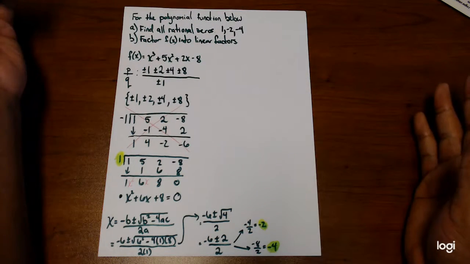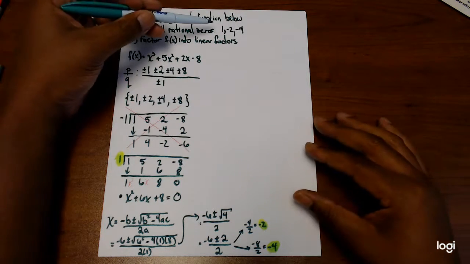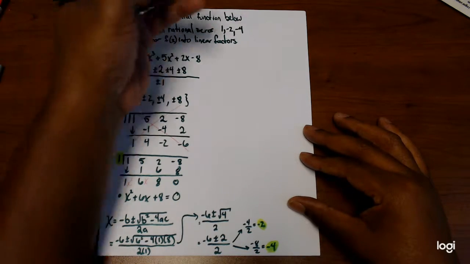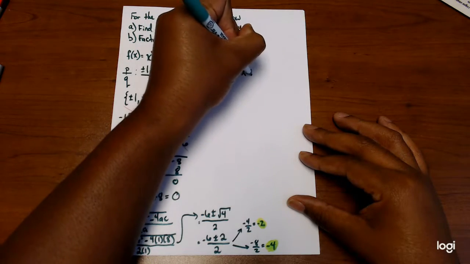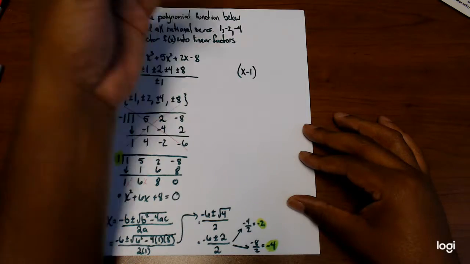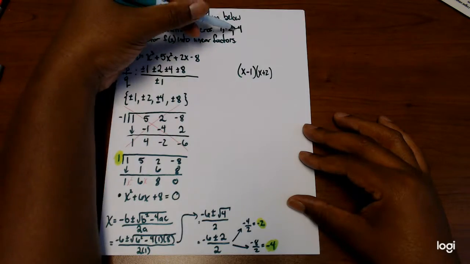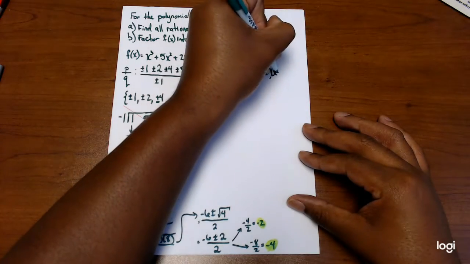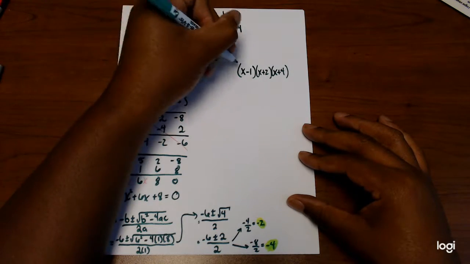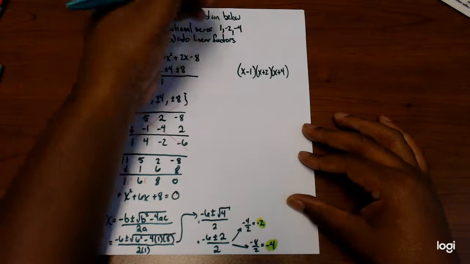How do I then answer part B? Well, once you have part A, part B isn't super hard. Okay, the factor theorem says that if 1 is a zero, then x minus 1 is a factor. Likewise, if negative 2 is a zero, then x plus 2 is a factor. And if negative 4 is a zero, then x plus 4 is a factor. You see how we just kind of changed the sign? So then I have factors. These 3 binomials here are factors of f of x.